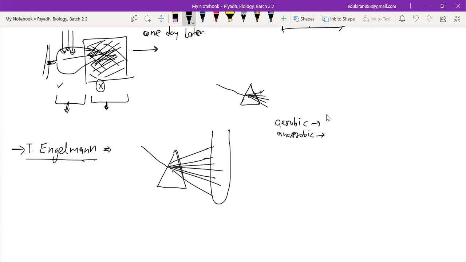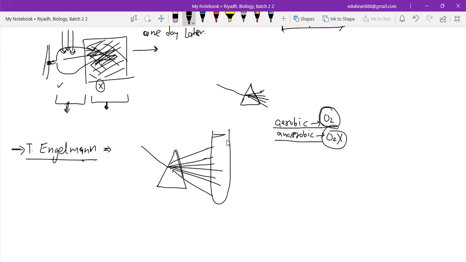Aerobic means which utilizes oxygen to produce energy, which means which can do cellular respiration the way we do cellular respiration, which is oxygen dependent. That is aerobic. Anaerobic is which do not require oxygen. Oxygen is not required for their respiration. They use something else like sulfur or something. Is it clear? Yes, sir. So if a bacteria is aerobic, it can only survive in the presence of oxygen.